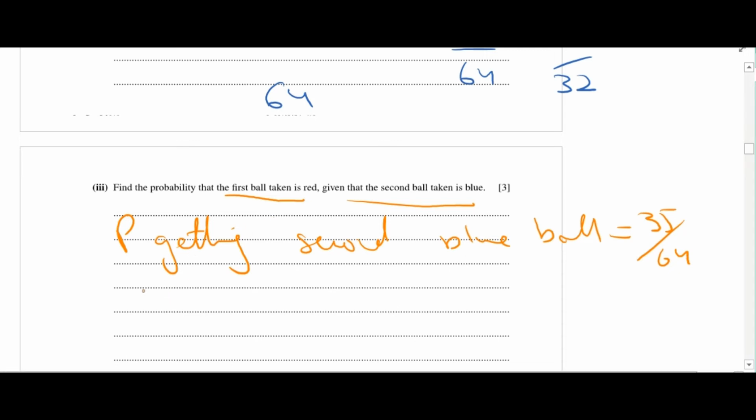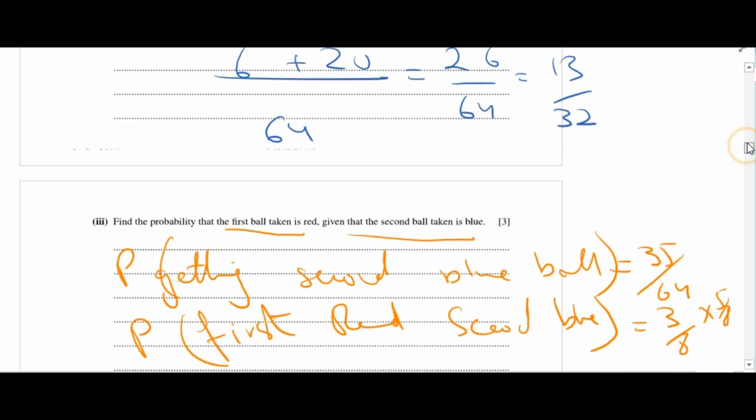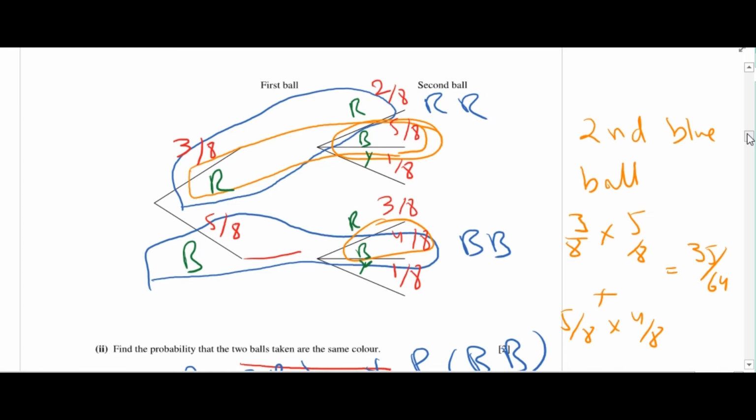That is equal to 35 upon 64. So now we have to find the probability of getting our first ball as a red and second ball as a blue. So that was the probability of getting first red and second blue. Let me put the brackets over here, so that it becomes easy for you. That is 3 upon 8 times 5 upon 8. Okay, let us see the table as well.